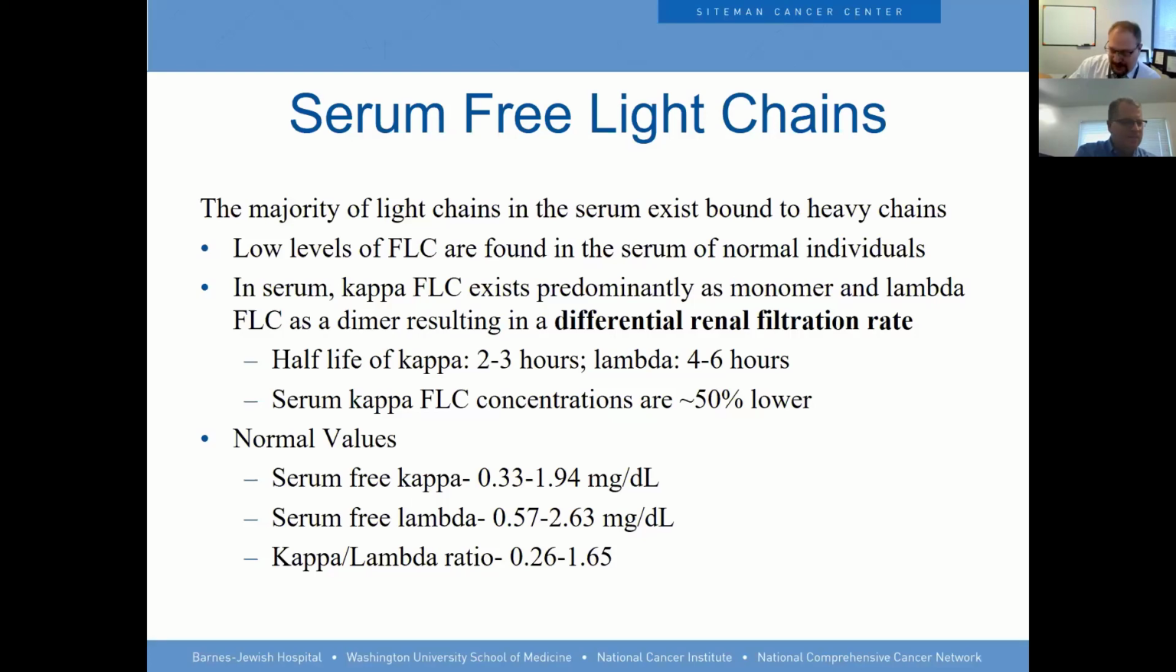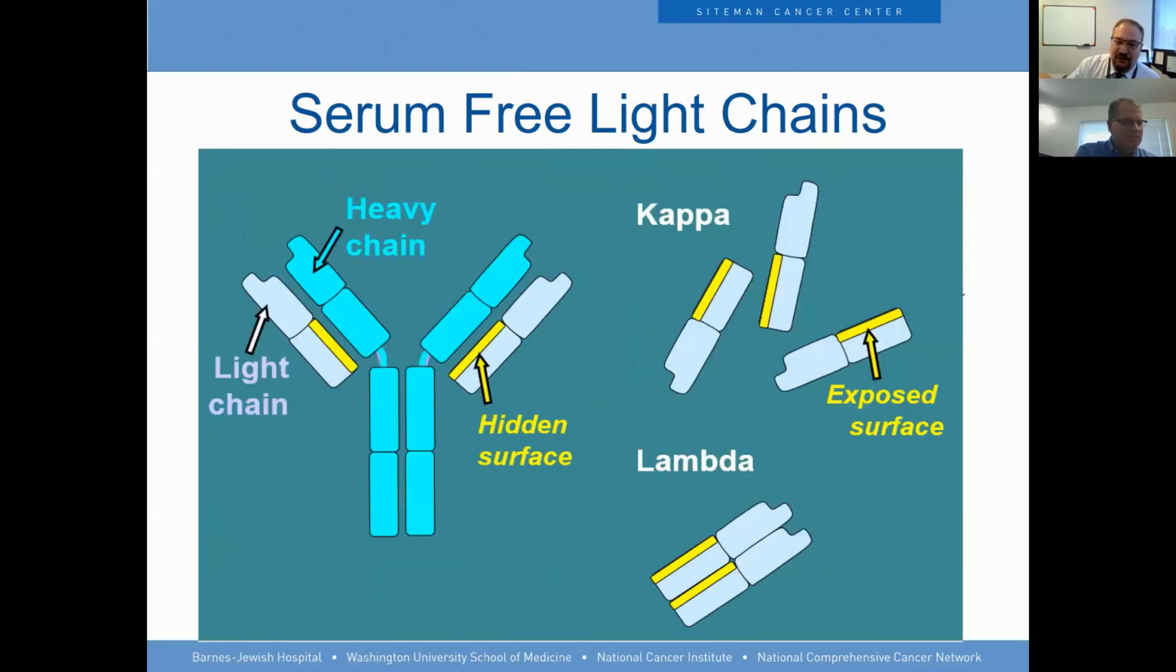The serum free light chain test is a method to identify the free light chains that are circulating in the serum. This test looks for an epitope that's hidden when the light chains are attached to a heavy chain and an intact immunoglobulin. So you can see in these kappa and lambda free light chains, this yellow exposed surface is identified in the free light chain test.